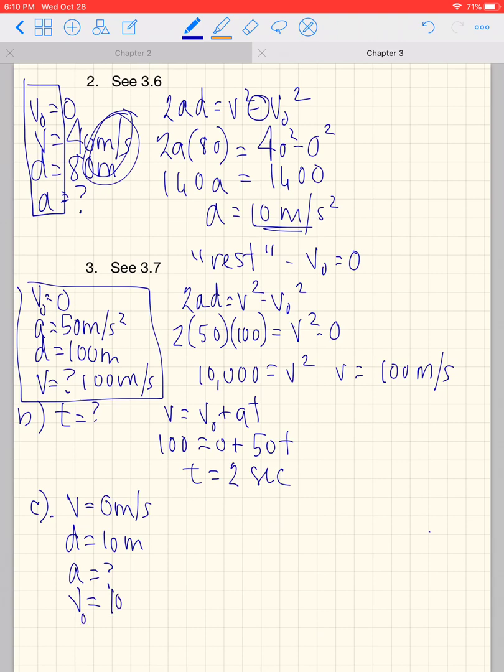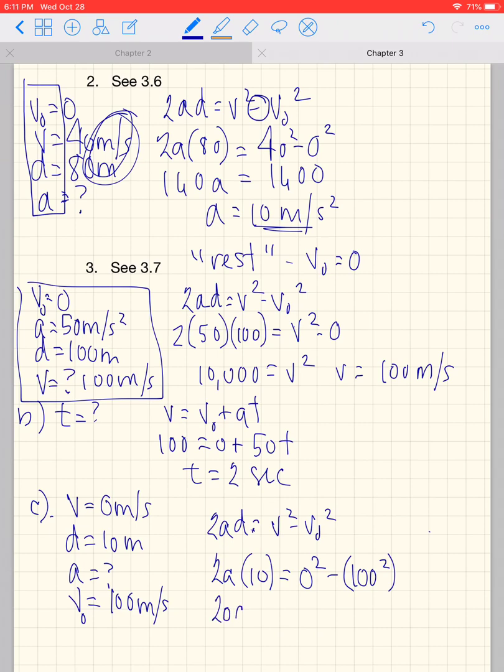So V naught is 100 meters per second. And I am looking for A. So again, I'm going to use the 2AD. We seem to like this one. 2AD is equal to V squared minus V naught squared. So 2A times 10 is equal to 0 squared minus 100 squared. Now I want you to notice that it's 100 squared. It's not the negative 100 squared. Leave the subtraction in there. So important that you do that. You end up with 20A is equal to a negative 10,000.